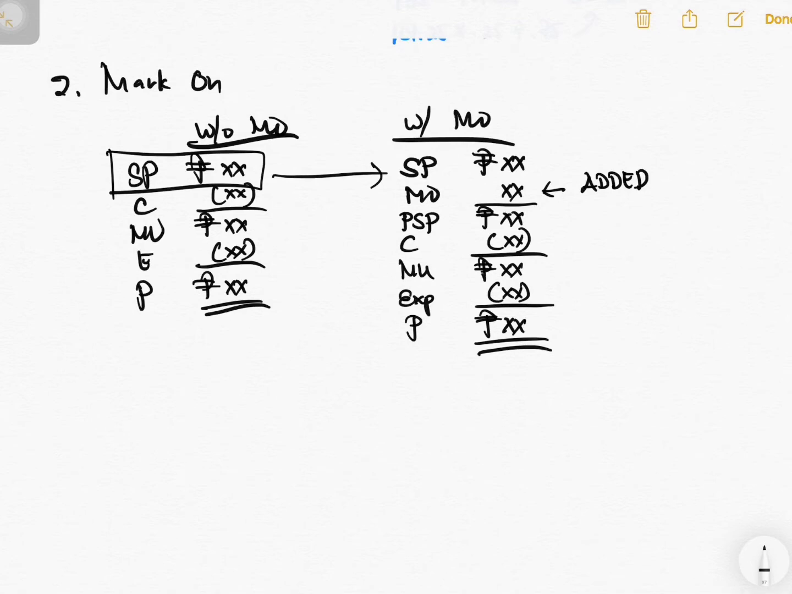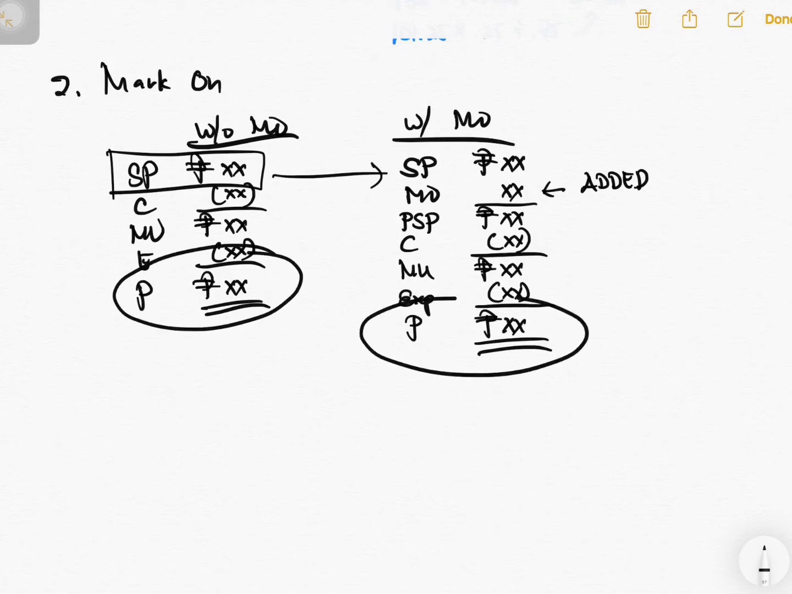By the way, sir, what if I'm asked to compute the profit? What will I use? This one or this one? Of course, the one with mark-on, because you are given a mark-on in the problem. Again, you're only using the without mark-on column to compute the selling price, because you will use the selling price to the with mark-on column. Given that, let's try to solve some problems.